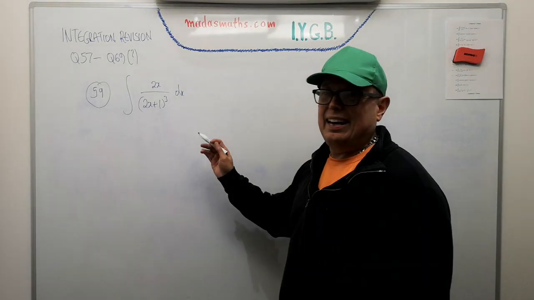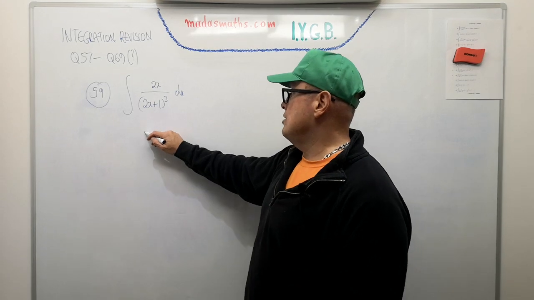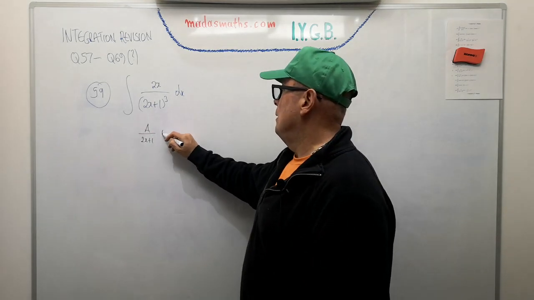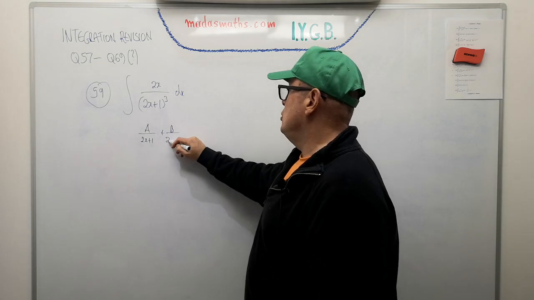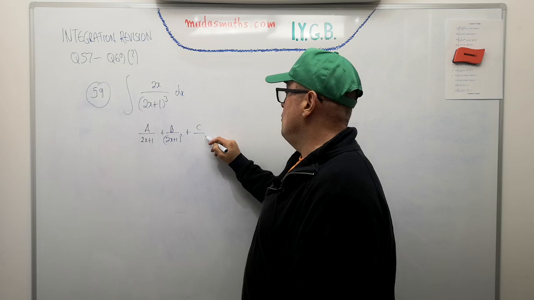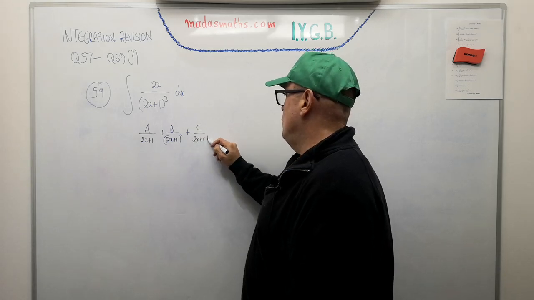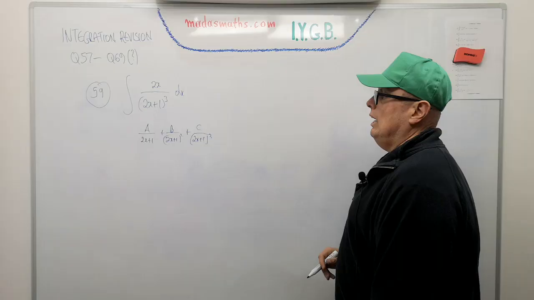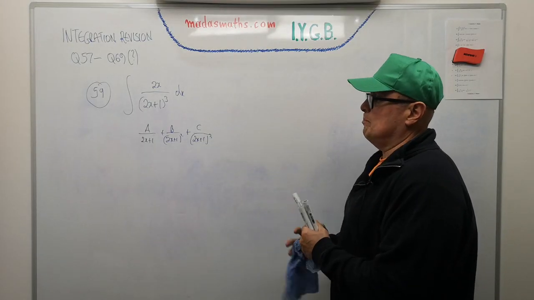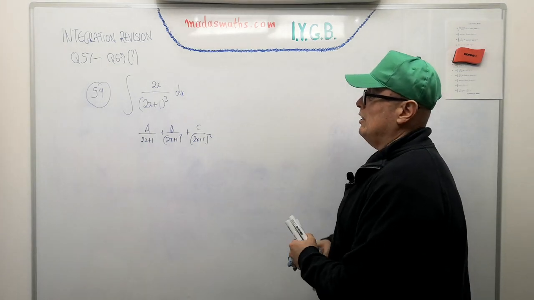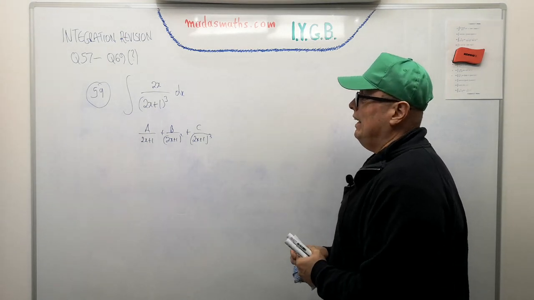It's going to be very lengthy and unnecessary for this. You can actually split this into something over 2x plus 1 plus something over 2x plus 1 all squared plus something over 2x plus 1 all cubed. Is it really it will work? Definitely will work. Is it the way you should do it? Probably not. I wouldn't show this method. It's not really sensible. I can do parts, which is just crazy.